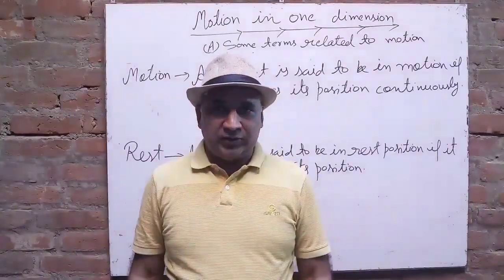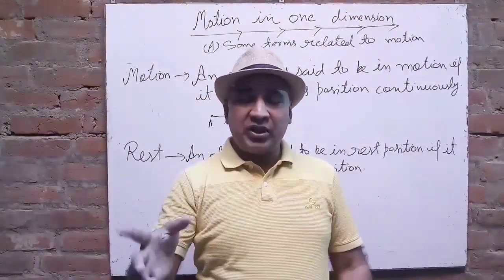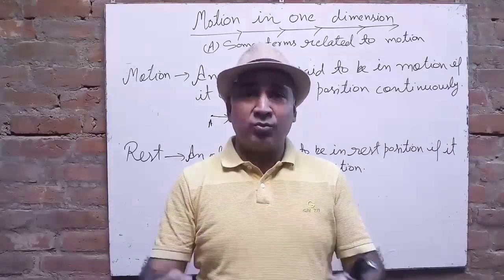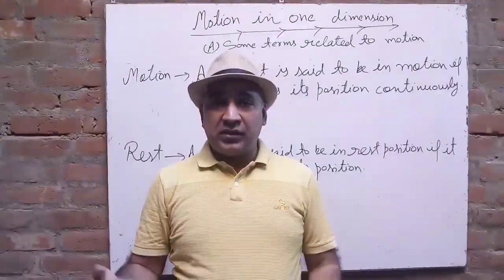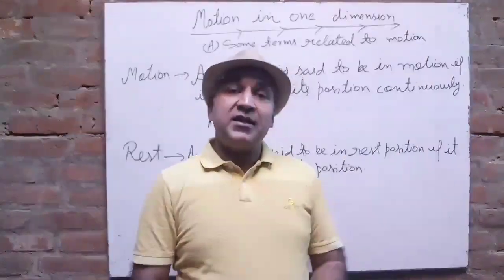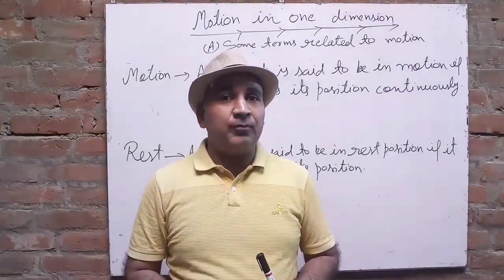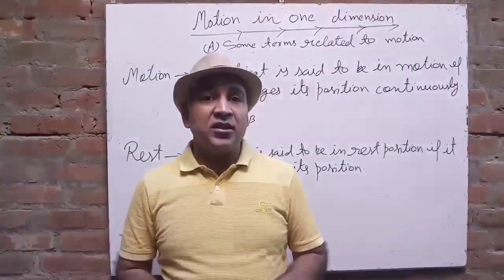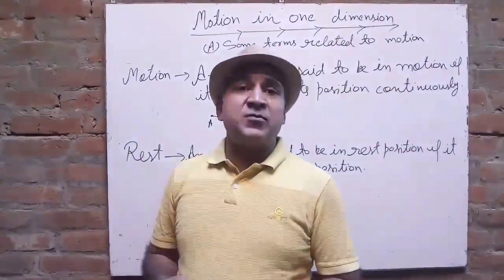Motion and rest both are related to each other, because scientists say that nothing in the universe is in the rest position. How? Our earth is moving around the sun. We are on the earth, so we are also moving with the earth. Our whole solar system is also moving. The galaxy in which our solar system is situated is also moving. That means according to physics, nothing is in the rest position at all.